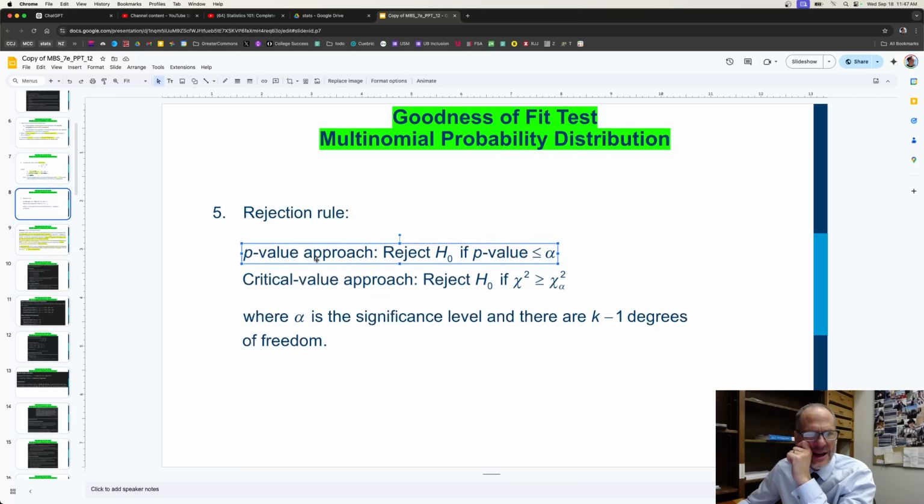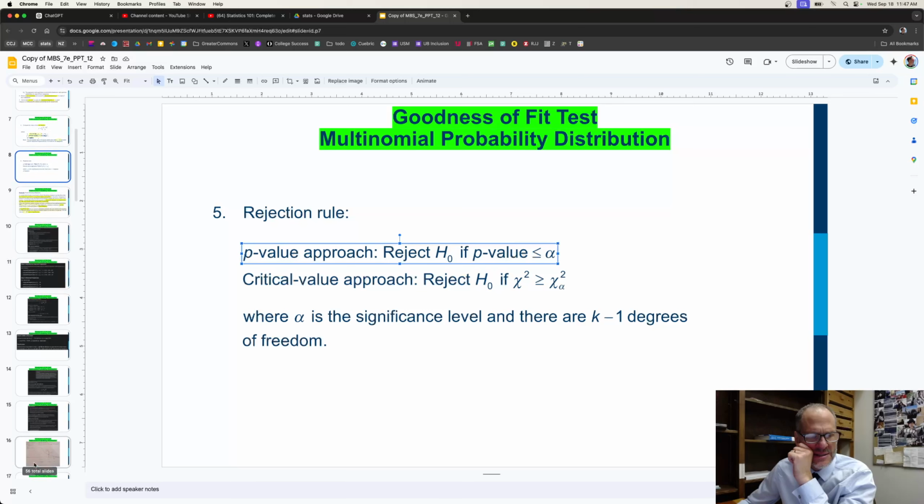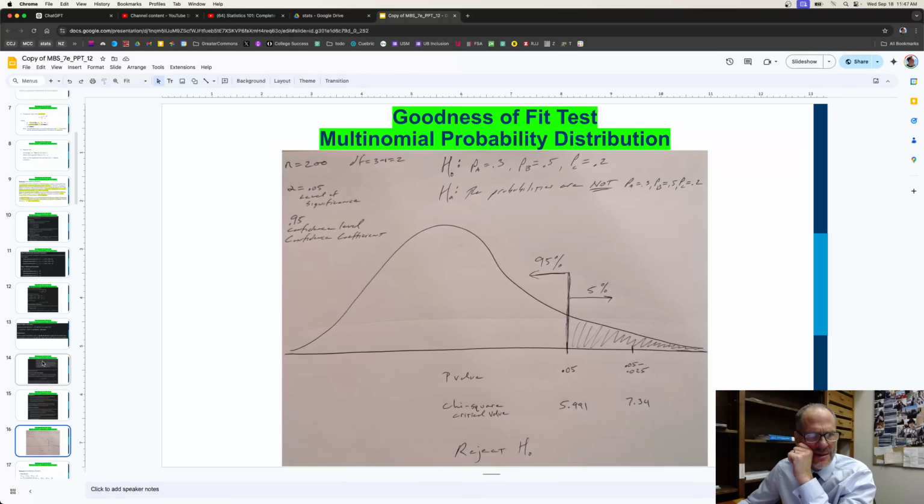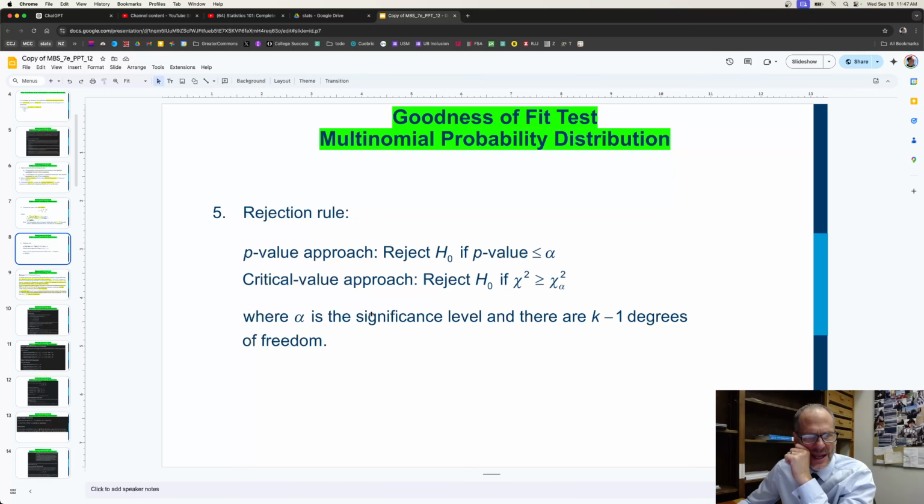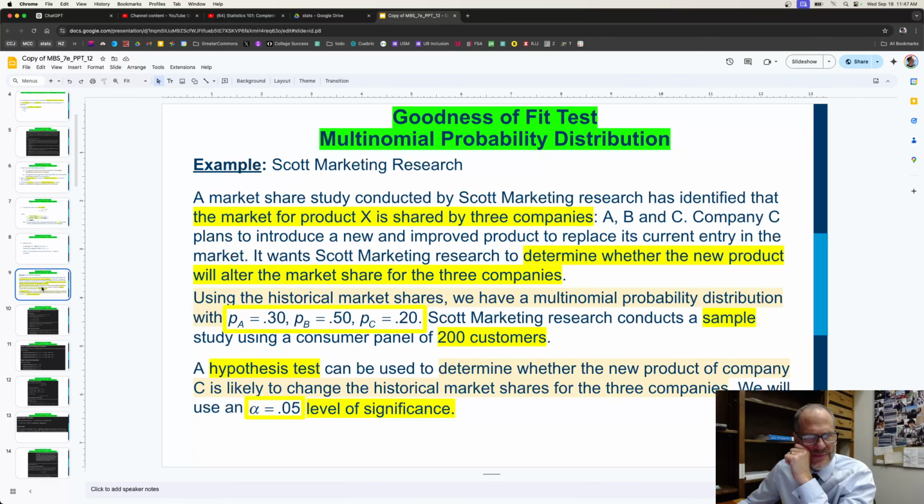And so we have the p-value approach to reject. I don't really like these rules. I like drawing this diagram just to kind of see it. And then when I see it, I can figure it out. And alpha is the level of significance, and there are k minus 1 degrees of freedom. So here's our problem. Here's our example.